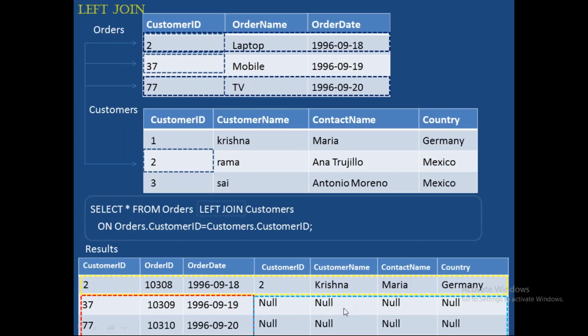Then you need to say right table column is null. So you need to check a condition saying that the right table column is null. You can consider any of these columns. If you consider any of these columns, it is null because there is no matching. When I say customer ID is null, then with respect to 37 and 77, I will get them in my result.